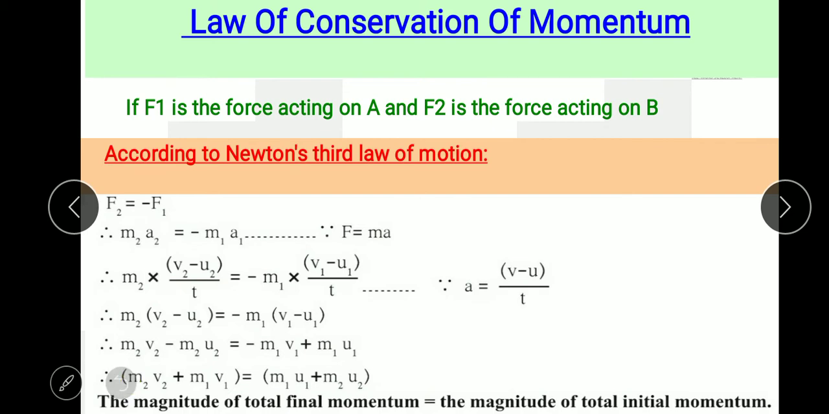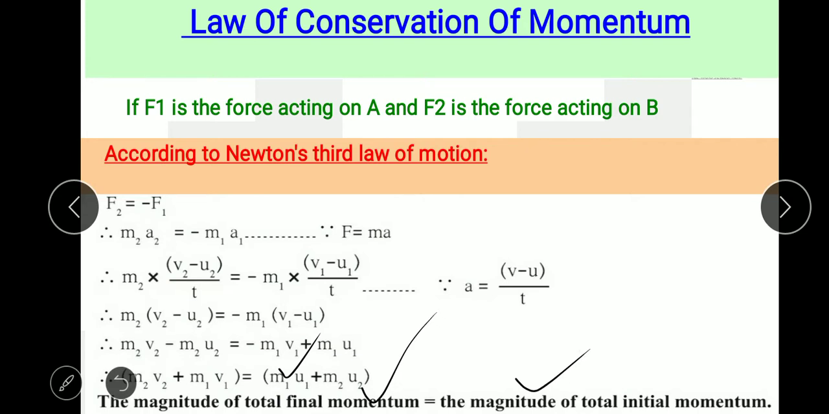Now here you can see the final momentum of object b and the final momentum of object a. So here we have total final momentum. I'll repeat again, students. Here m2 v2 is the final momentum of the second object b. Here is the final momentum of object a. So here total final momentum is equal to initial momentum of a plus initial momentum of b, total initial momentum. So we got total final momentum is equal to total initial momentum.